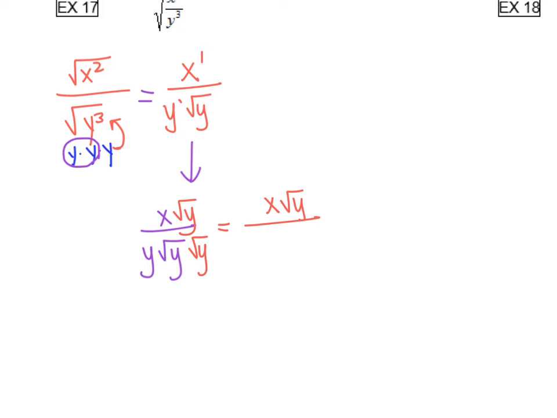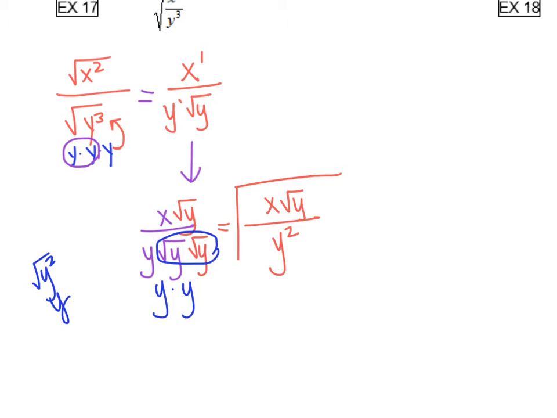On the bottom, this square root of y times square root of y, if we think about it the long way, it's the square root of, you'd multiply the y's and get y squared, and the square root of y squared is just y. So really it's a y times a y. So we just have y squared in the denominator. Even though it looks a little bit messier, mathematically it's a better answer because we do not have a radical in the denominator anymore.